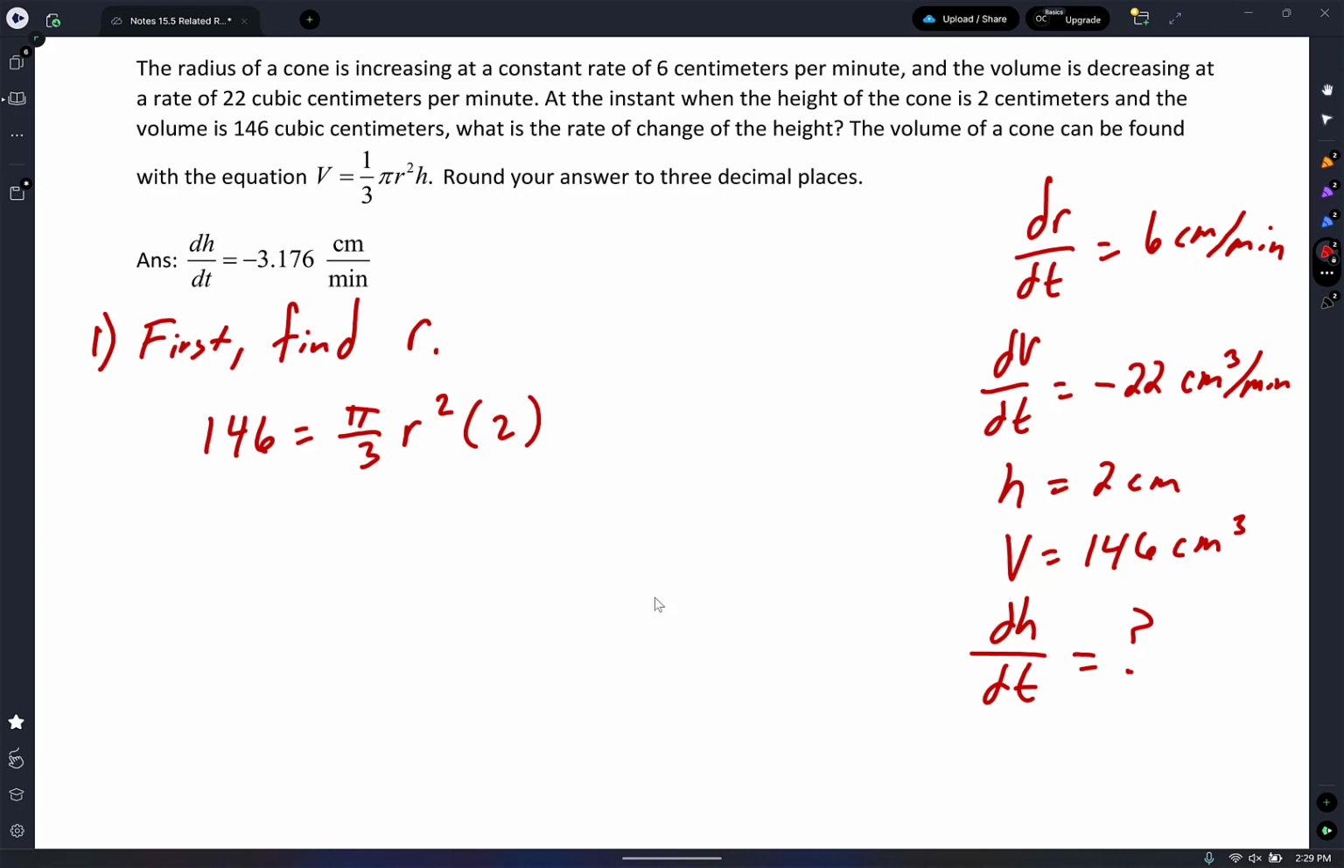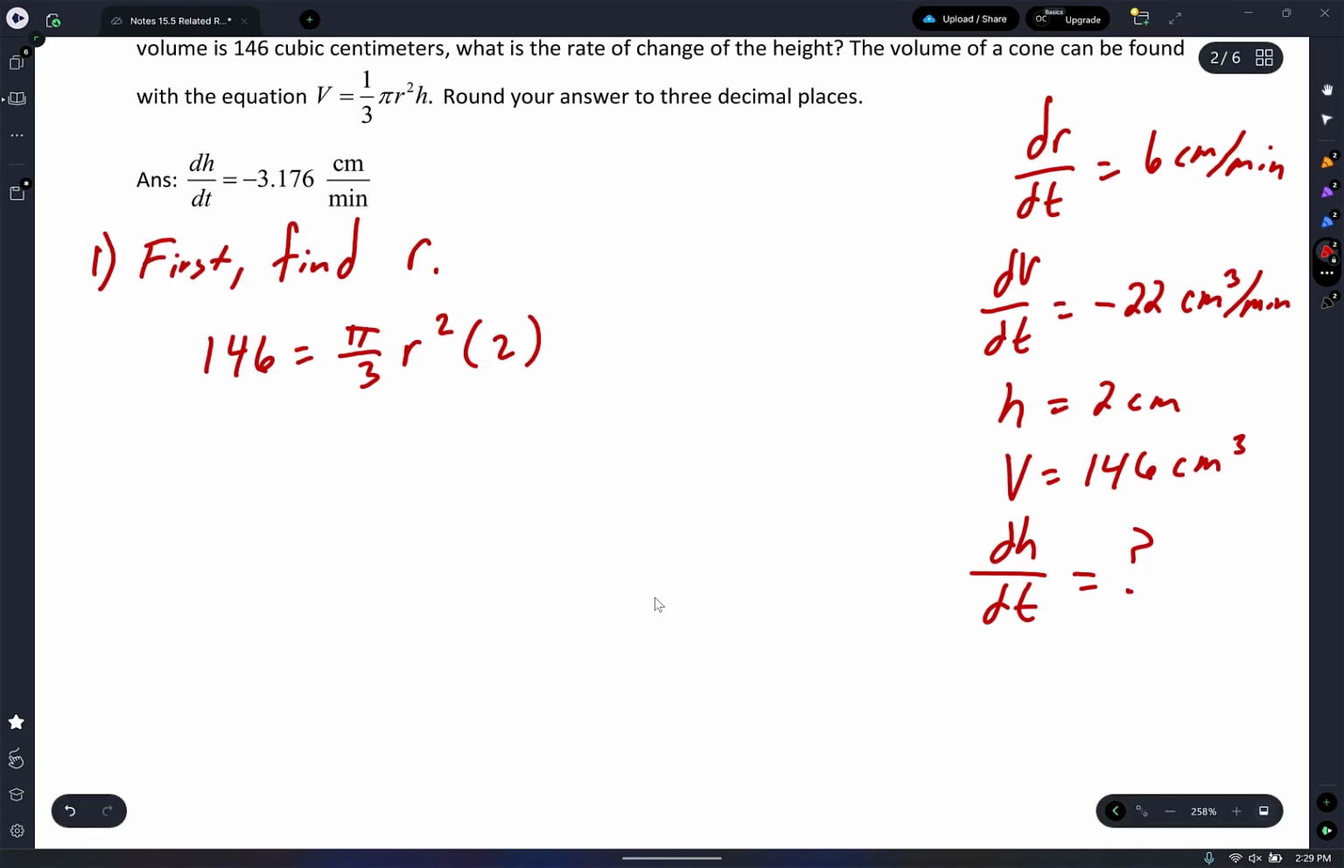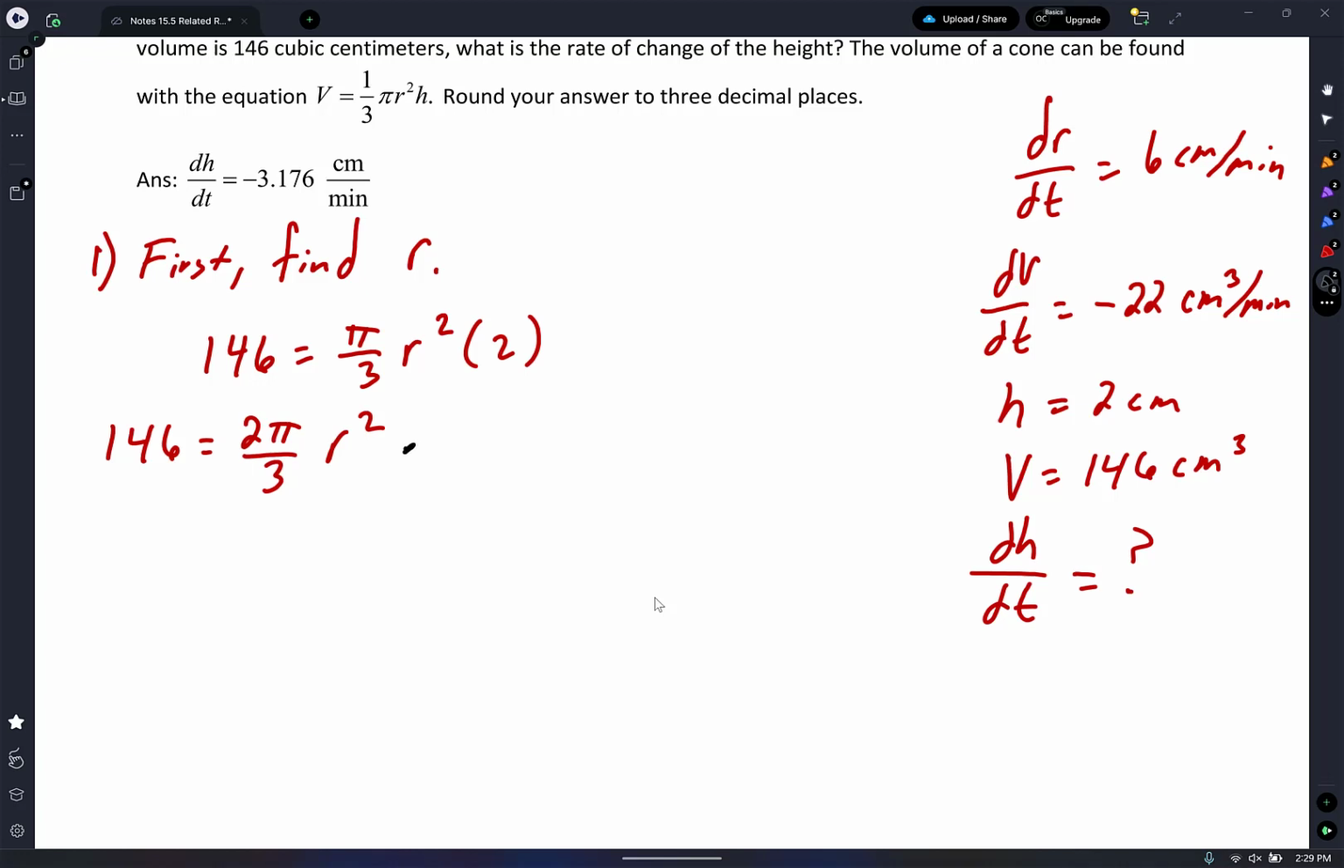Are we still okay? I make it pretty. I guess you can go right into solving right off the bat, but I like to make it pretty. 146 equals 2 pi over 3 r squared. Are we okay? I'm going to get rid of the 2 pi over 3. Yes, you can say divide, but I like to say multiply by the reciprocal. 3 over 2 pi, that cancels out. Whatever you do to one side, you do to the other.